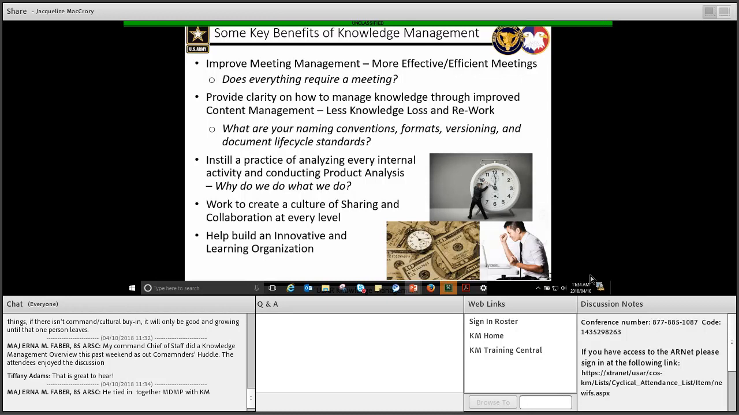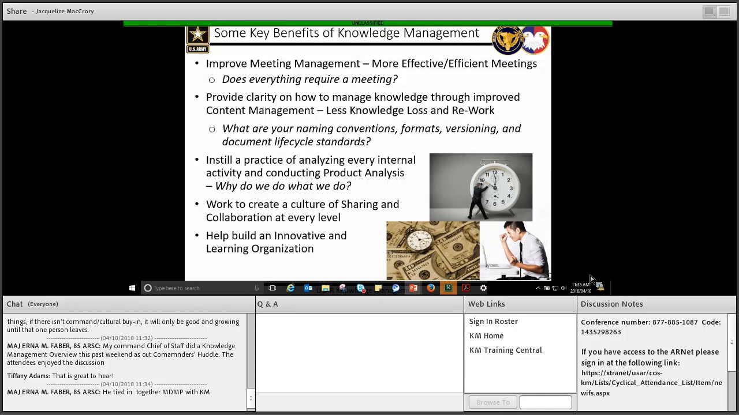Knowledge management also provides clarity on how to manage knowledge through improved content management that we've talked about, making sure your SharePoint and your share drive aren't a dumping ground, making sure it's not too difficult for you and others to find your products, and that they're all named in a way that you can access them, leverage them, and others can use them to prevent that rework.